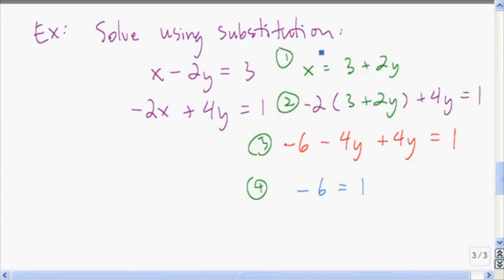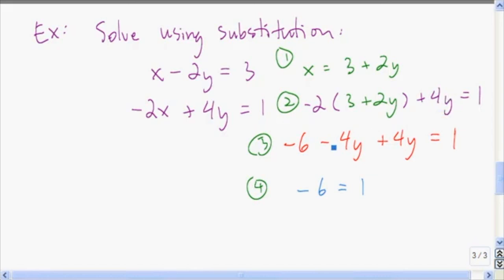So we can go to the first equation and solve for x. We get x equals 3 plus 2y by bringing that 2y over. Next, we take that x and put it into the x that's being multiplied by negative 2. So we get negative 2 times 3 plus 2y plus this 4y equals 1. And then we distribute the negative 2. So we get negative 6 minus 4y plus this 4y equals 1.